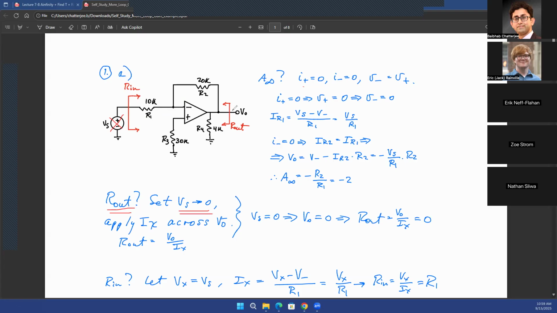In this case, because you're directly looking at the output terminal of the op amp as well, your VO, which is the output voltage quantity, is over here. So of course, whatever method you apply, your R out is going to be 0 eventually.